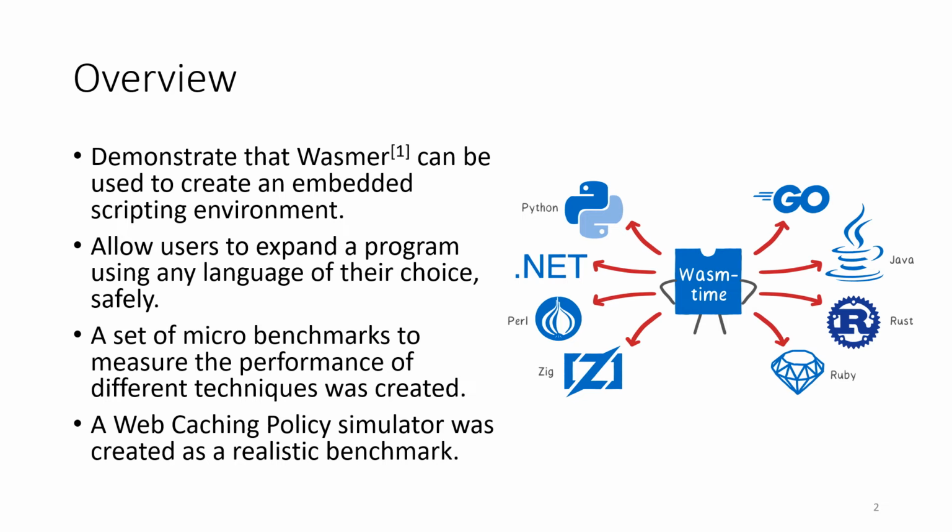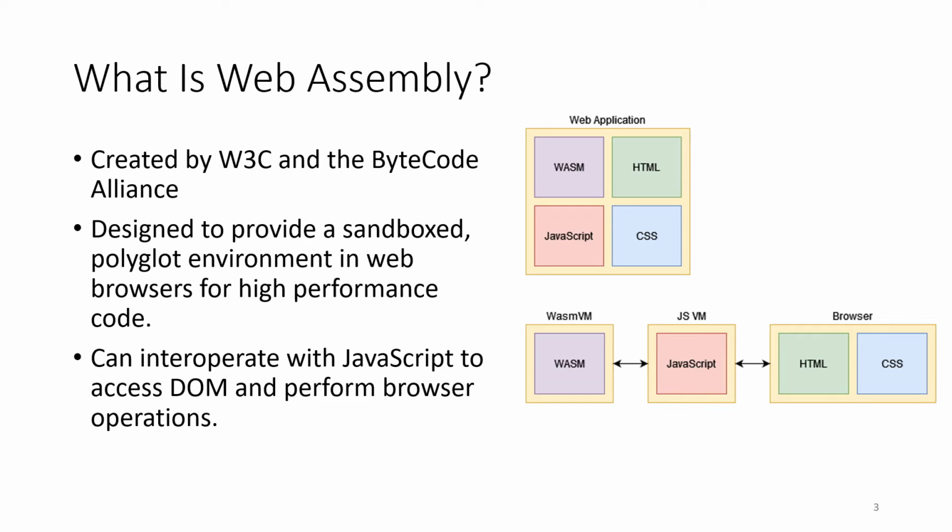In our paper, we seek to demonstrate WASMer in a runtime scripting environment. This would allow a program to be extended using a variety of languages in a secure way. We explored a series of techniques to implement these calls into user code hosted in WASMer, both in an artificial micro-benchmark to evaluate things in a fine-grained manner, and a more realistic macro-benchmark to see how these results carry over to real applications. First, a brief overview of WebAssembly.